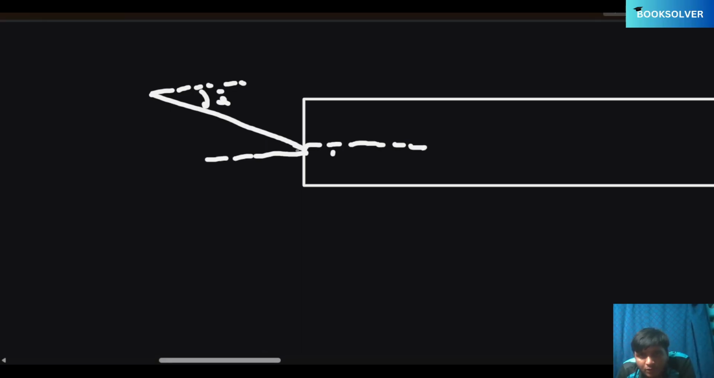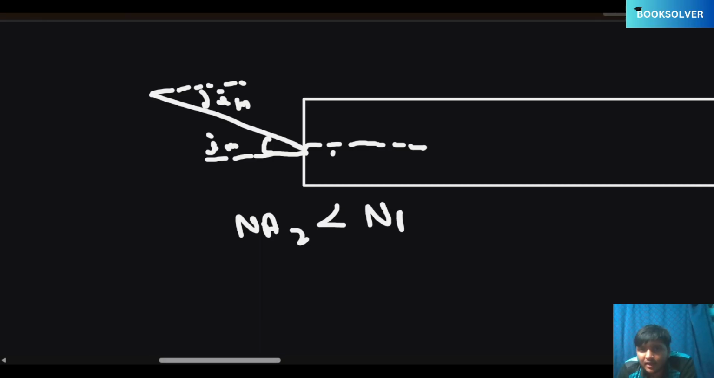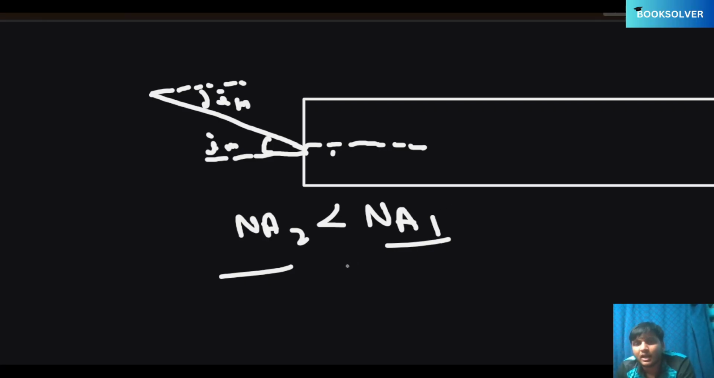So it will make the same angle I1, like it was Im, so it will also be equal to Im. But since NA2 is less than NA1 given here, technically we want our ray to pass through both of the optic fibers. Ultimately, if it passes through a numerical aperture which is quite less, it will definitely pass through the numerical aperture which is more.